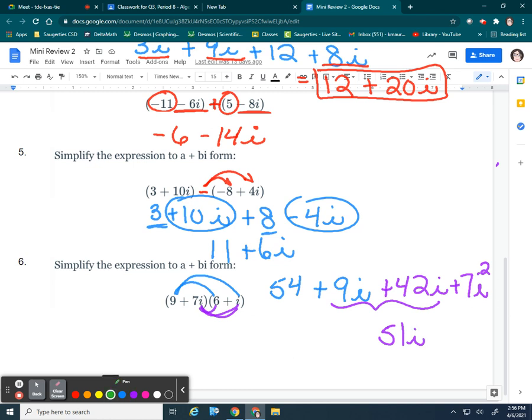We got to take care of this i squared. We know from above i squared is negative 1. Negative 1 times 7 gives you negative 7 plus 54 is 47. Okay, and that goes at the beginning because they want the i portion at the end.